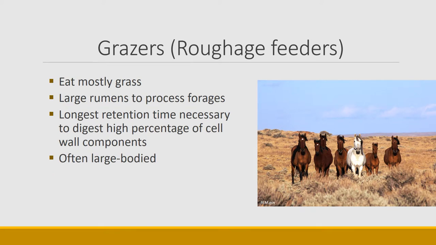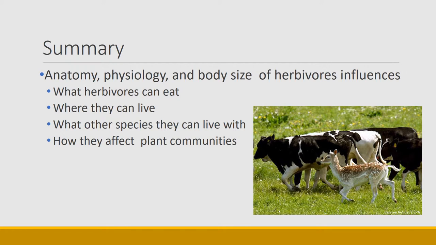And then finally, the grazer or roughage feeder. We've been talking a lot about ruminants, but this pertains to other kinds of herbivores as well. They're going to eat mostly grass, and they need a large rumen or a large colon to ferment the forages. If they're ruminant, that's a good example. They have a longer retention time so that they can digest all of that cellulose, and they're often large bodied.